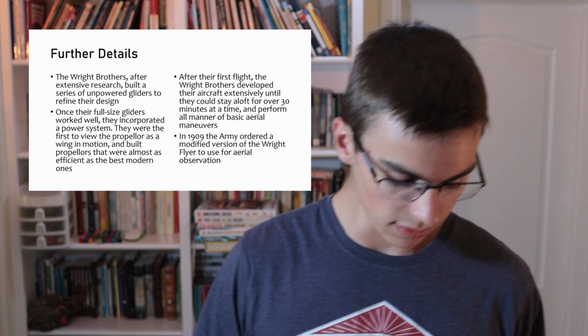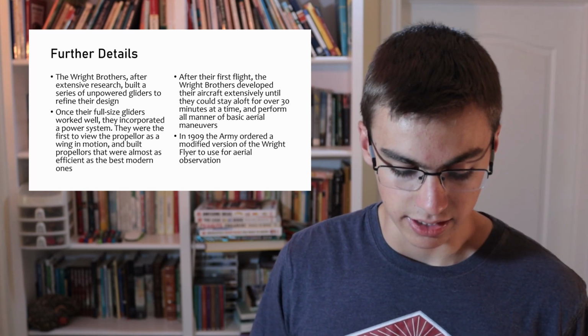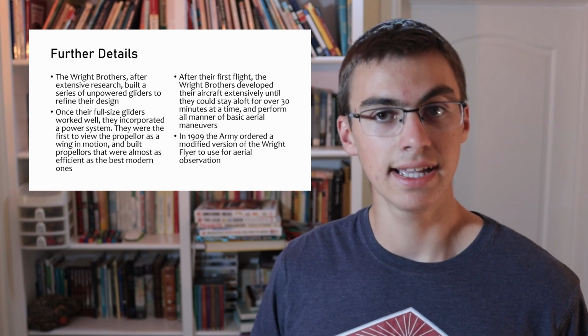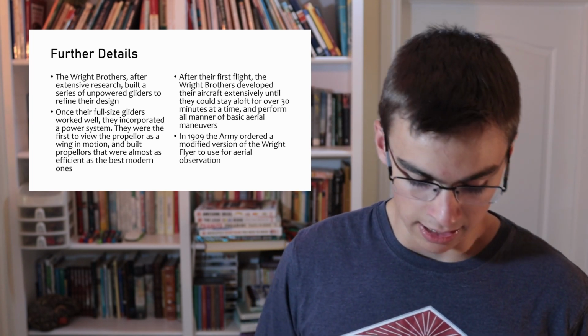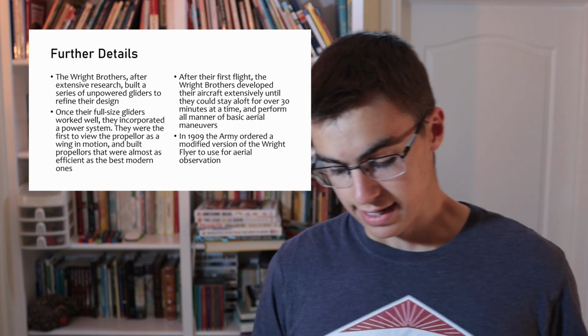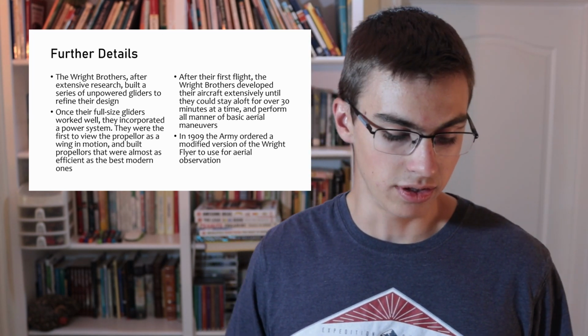So the first thing the Wright brothers did after all that research was they built a series of unpowered gliders to refine their design and make sure that they really understood how flight works before they added a motor. And then once they were ready for that, they added the motor. It was basically just an engine in the middle and then had some belts running to the propellers.